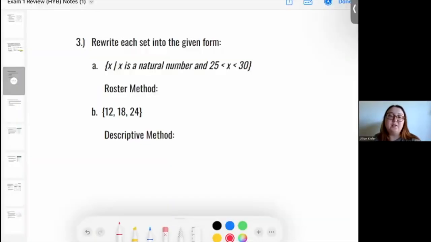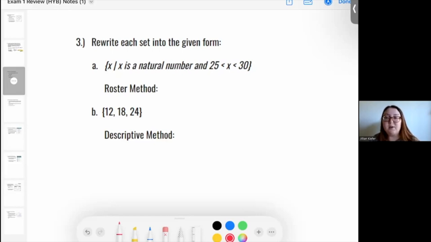All right, so starting with A, we want to transform our set builder notation into roster method. So we said X, where X is a natural number. So just to establish that X being a natural number just means it's going to be whole numbers that are positive. So we don't have 0 and we don't have negative numbers. We're just not including decimals or fractions or anything like that. So it's a natural number, and we're saying it's greater than 25 and less than 30.